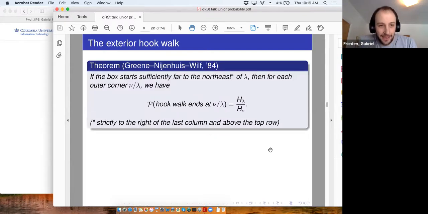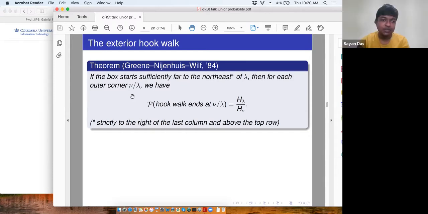Now, the theorem is that as long as the box starts far enough away, then the probability that it ends up in a specific outer corner is given by the ratio of the hook lengths of lambda to the hook lengths of the bigger partition nu. So that's not at all obvious from the definition. It's a very nice result of Greene, Nijenhuis, and Wilf.